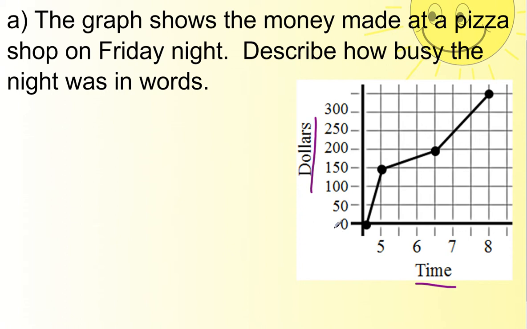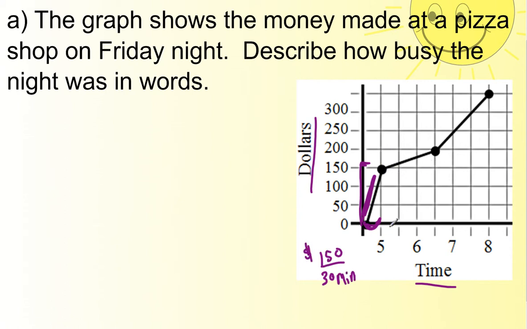So how busy was this night? Well, between here and here, the slope is pretty steep. It's not just increasing, it's increasing by a lot. Think about it. In this little time span, which looks like each block is about half an hour, because 2 blocks makes 1 hour, so in this half an hour, they made $150. So they made $150 in 30 minutes.